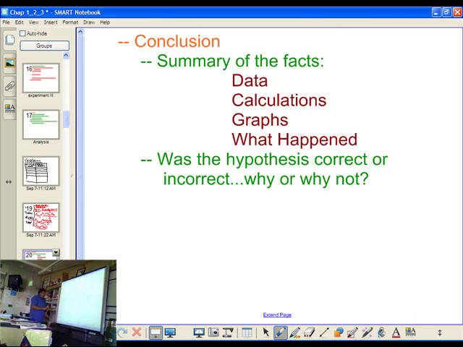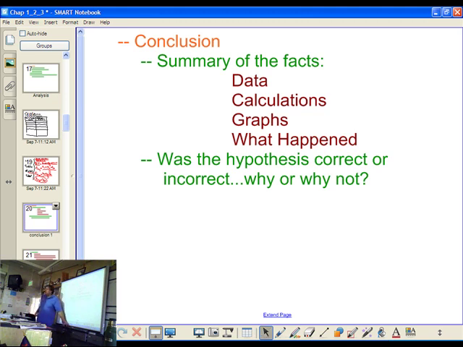So the last part of a lab report, or a lab of our scientific method, is the conclusion. Once I've gathered my data and done my analysis, I look at everything and write a conclusion. We're going to write something up. We're going to talk about the data, the calculations, the graphs, and what happened. This is the first part of your lab report: you're going to talk about the data.